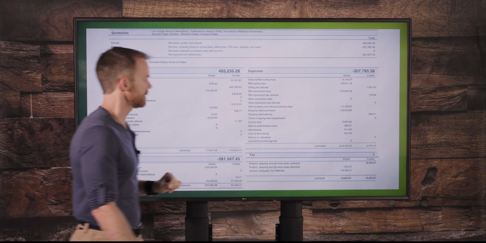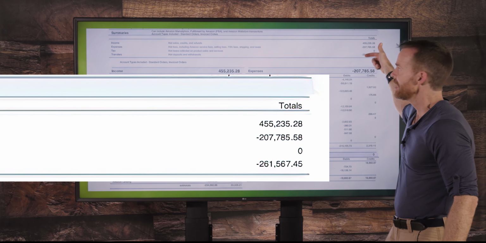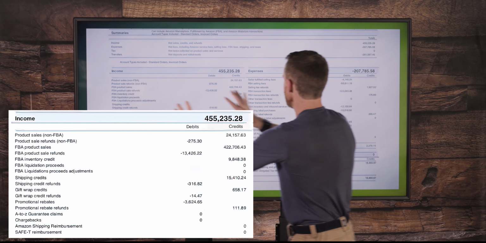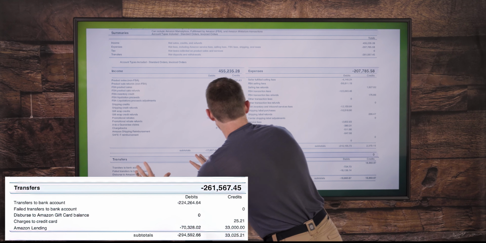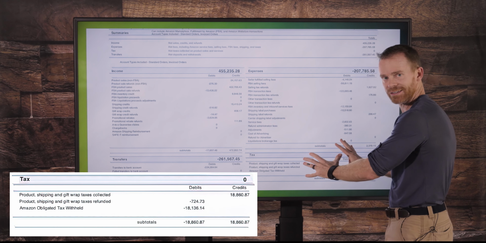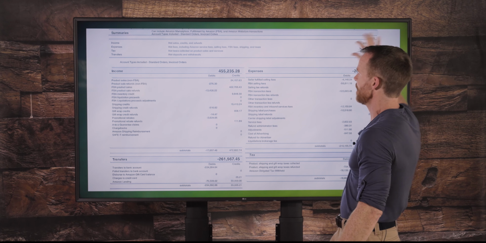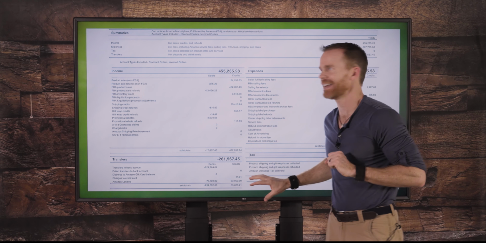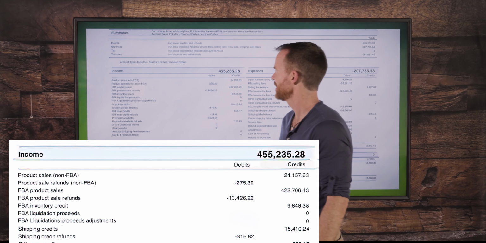What I love about this is it gives you the numbers right here under the totals. Now, these four categories represent this category for income, this category for expenses, this one for transfers, and this one for tax. So when you see the summary, understand this is a summary of these four quadrants. Now, I'm gonna begin with income because everybody likes to talk about income.